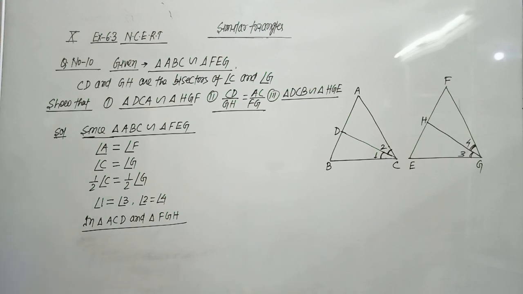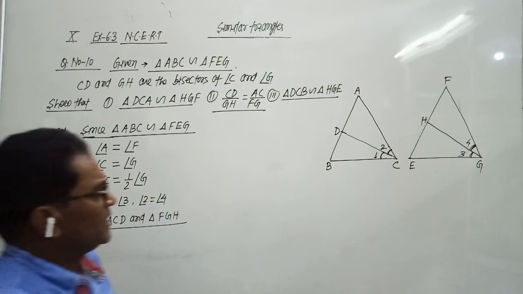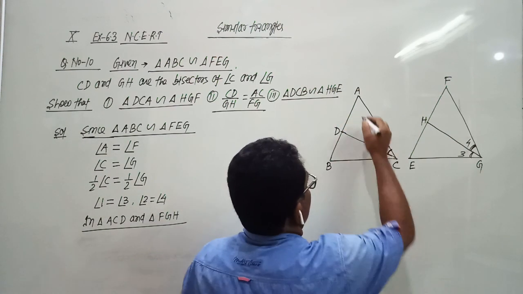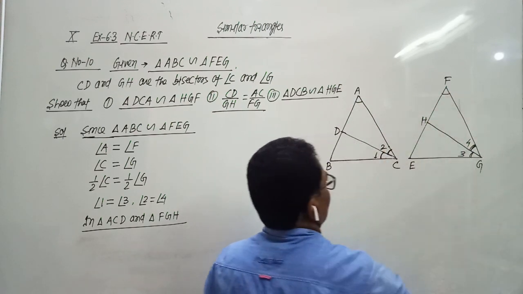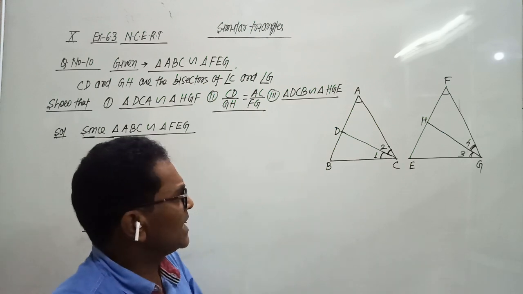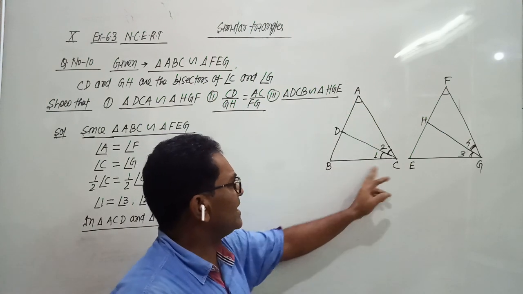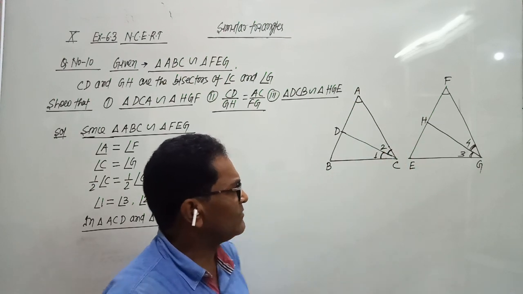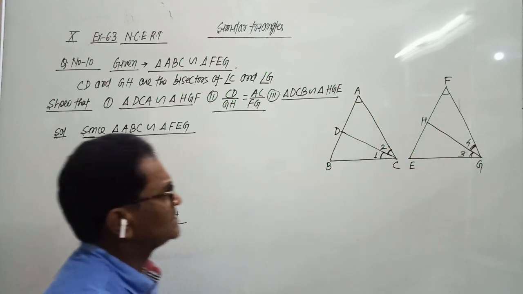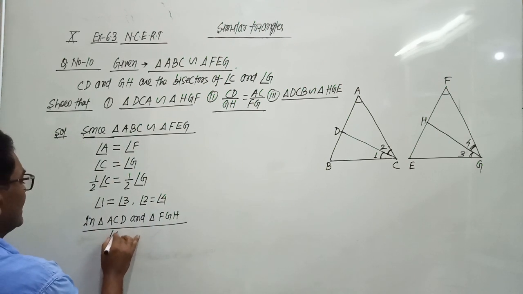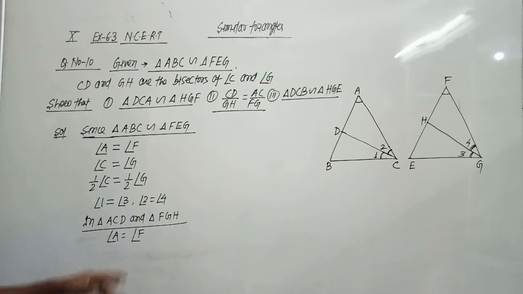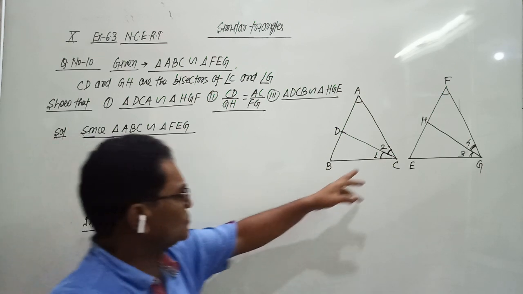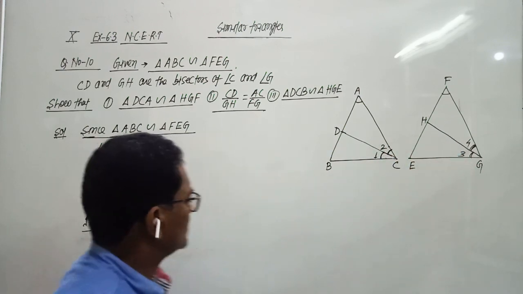angle A equals angle F. In triangle ACD, angle A; in triangle FGH, angle F. Angle A equals angle F because it was given that triangle ABC is similar to triangle FEG, then their corresponding angles are equal. And we just proved that angle 2 equals angle 4.